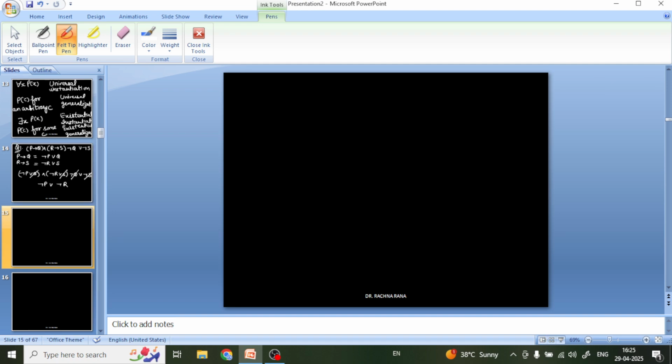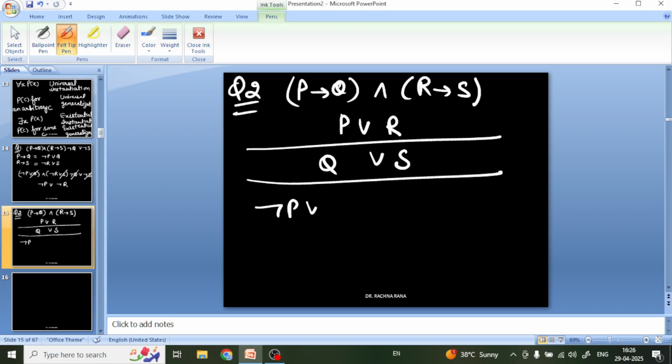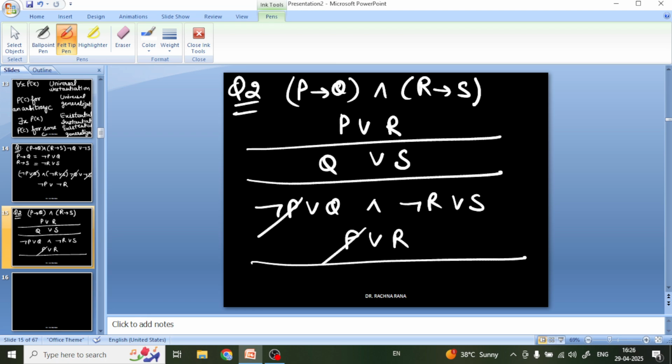Now next, the second question we have given is constructive dilemma. P implies Q and R implies S and P or R, and the result is Q or S. How to solve? Not P or Q, not R or S, P or R. This will cut with this and we will find Q or S.